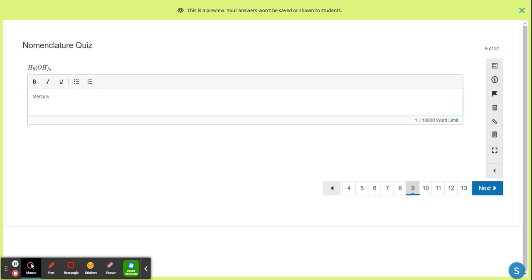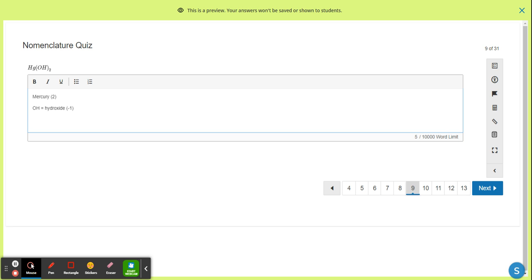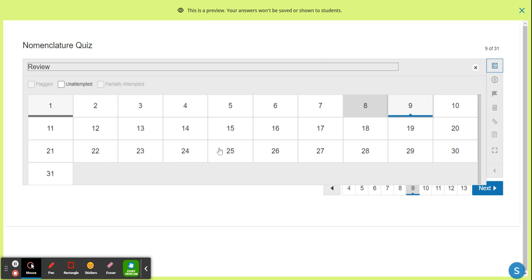So I know that mercury has a charge of 2, right? And I know that OH equals hydroxide and has a charge of -1. So I would write this out as mercury, parentheses, Roman numeral 2, hydroxide. All right, you have 31 questions total.